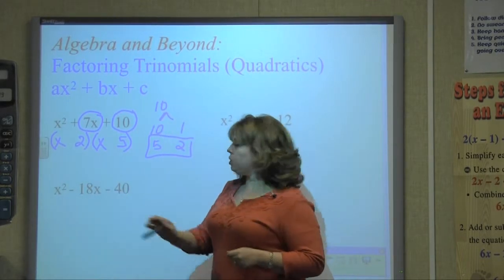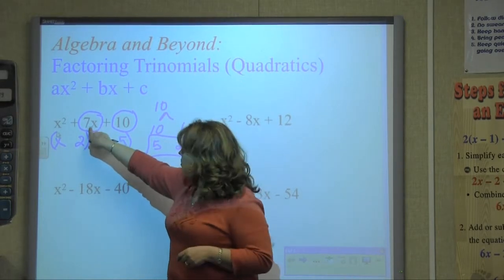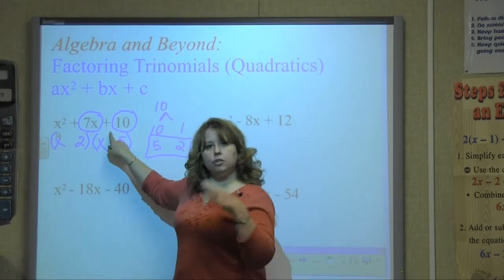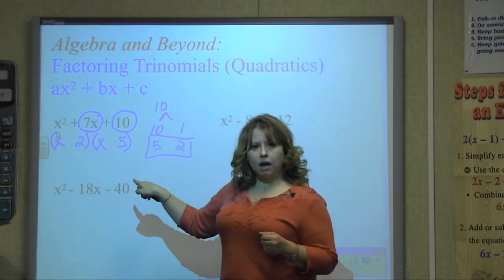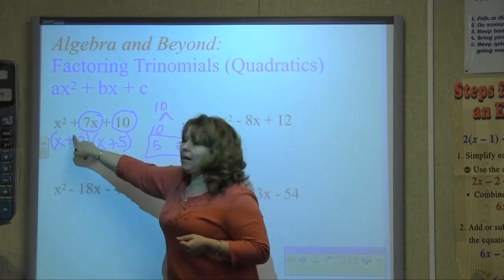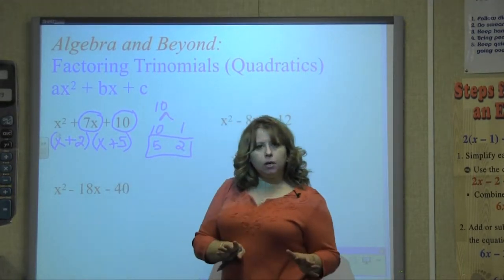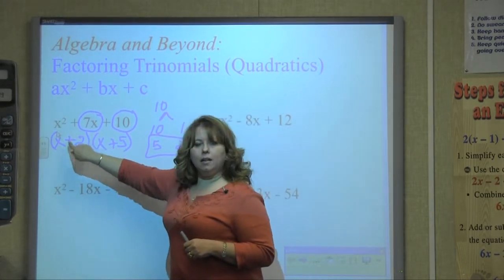And we want to add to 7. Just look at your back number. If the back number is positive, you are adding to get the center. If your back number is negative, you're subtracting to get the center. So here we can see that. Now we have to look at the signs. Two positives multiplied together will give us a positive and add to a positive. So I always tell my students, if the back number is positive, look to the center sign. That's what's in both.